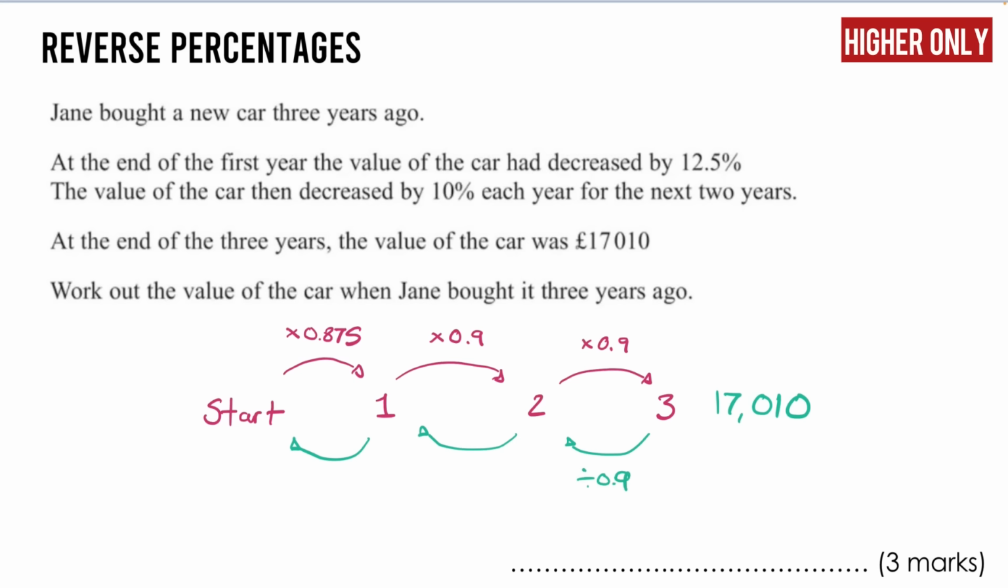So to go back in time, we would just do the inverse of these, which would just be dividing by 0.9, then dividing by 0.9 again, or of course you could write divide by 0.9 squared, and dividing by 0.875. If we just do that in our calculator, we can do it in single steps. We don't have to include the powers. When we divide by 0.9, it becomes 18,900. Then divide by 0.9 again, and we get to 21,000. And then divide by 0.875, and we get to £24,000. And there we go.